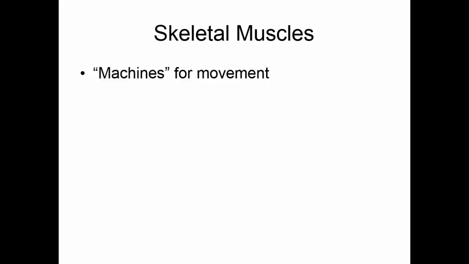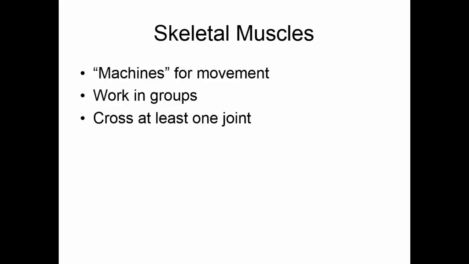Skeletal muscles are simply the machines for movement. They always work in groups, and they always have to cross at least one joint. Muscles can pull on bones. They never push on anything. They only shorten and then go back to their original length. Skeletal muscle groups have different functions.